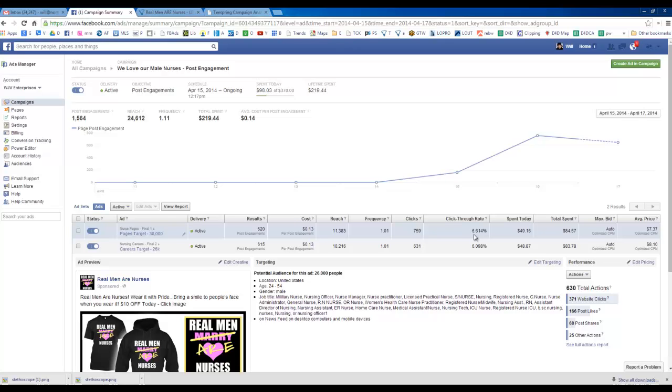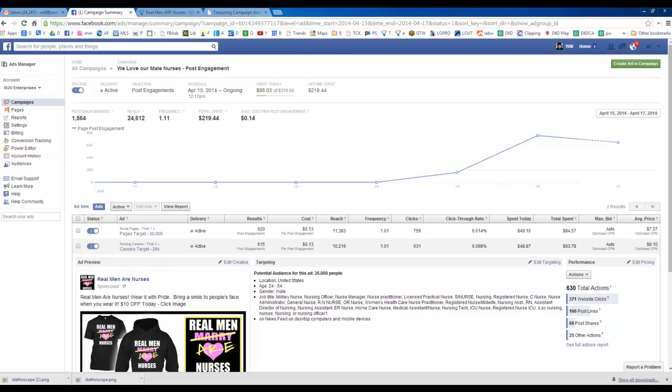759 clicks here. Our click-through rate has gone down a little bit, but to have a 6% click-through rate and have already had a reach of 11,000, I think is pretty good. So about 6.1 here and about 6.6 here.